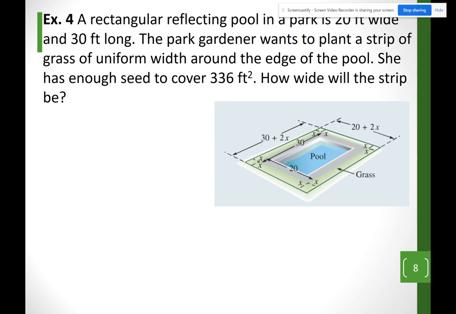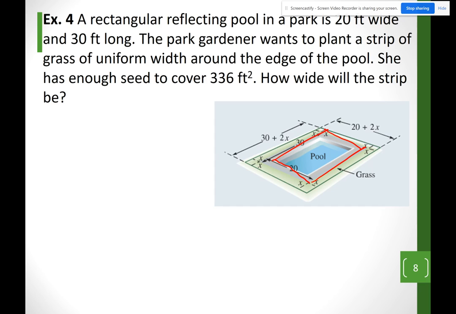Okay, now this one, let's work this one out. A rectangular reflecting pool in a park is 20 feet wide and 30 feet long. So I see a pool here. It is 20 feet wide and 30 feet long.